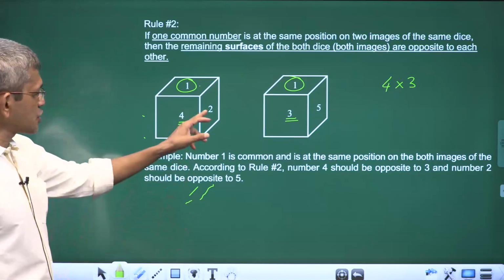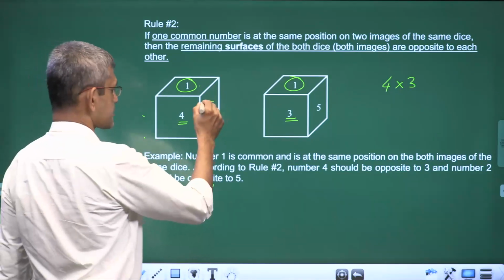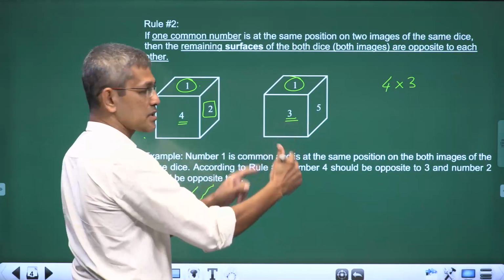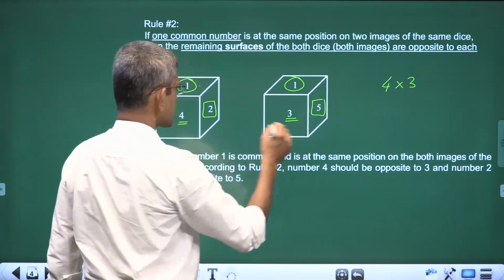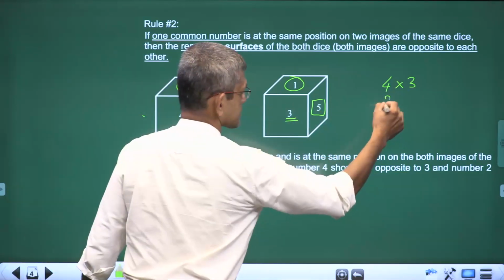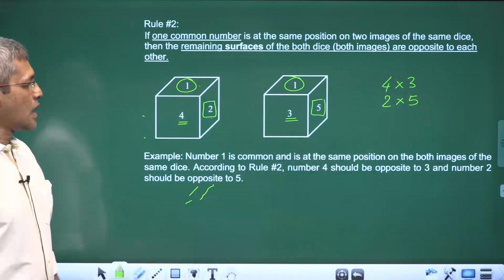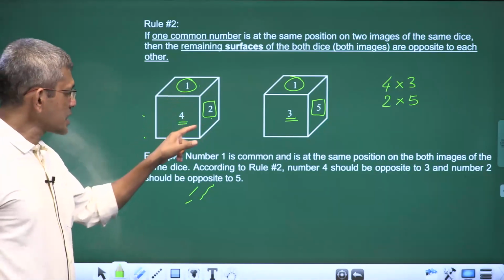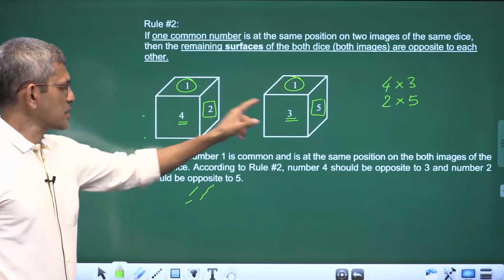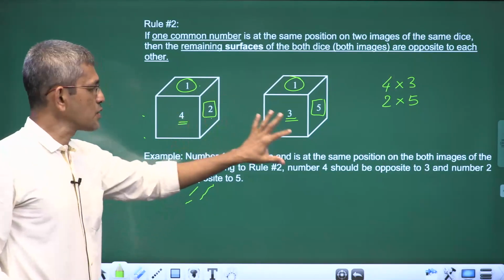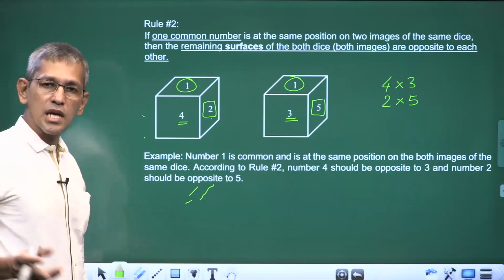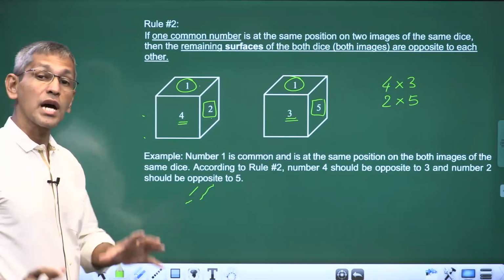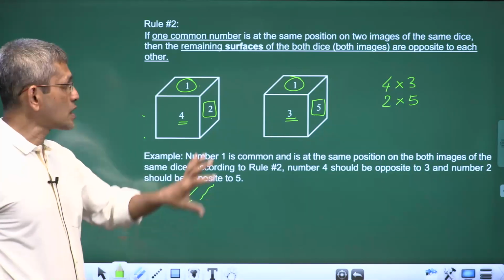At the same time, 2 is on this face, which is exactly the same face on the second image, that is 5. So 2 and 5 are opposite. In this case, if you look at both images, what is missing here? 6 is missing. Then 6 must be opposite to what? The common number 1. So we apply rule number 1 right here.